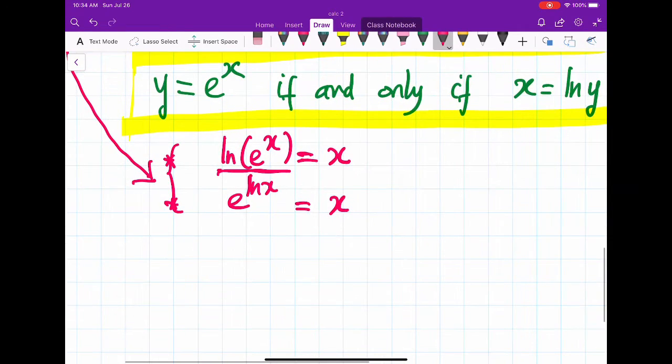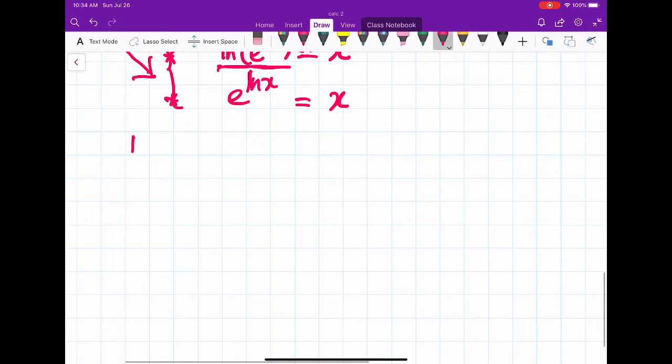ln you apply to e to the x, so ln and the natural exponential function will cancel out. You have x. And then if you apply the exponential to ln of x, they will cancel out, right? You still have x only. I'll tell you, this is very interesting, right? And very useful functions. Okay?